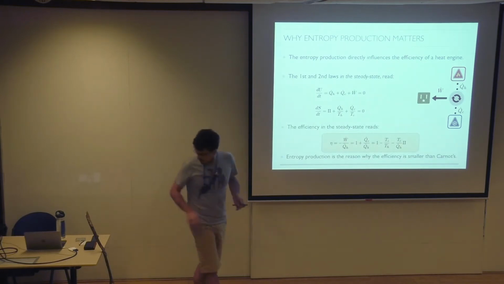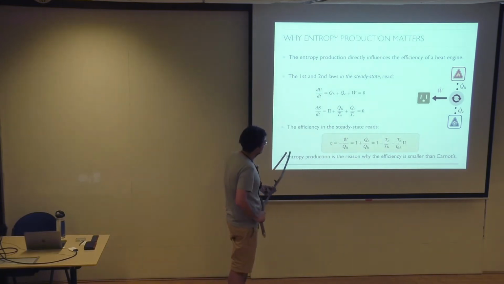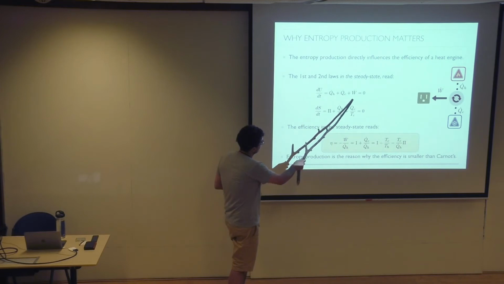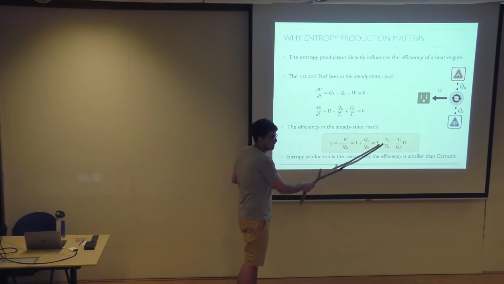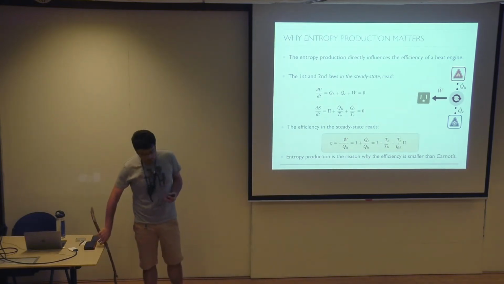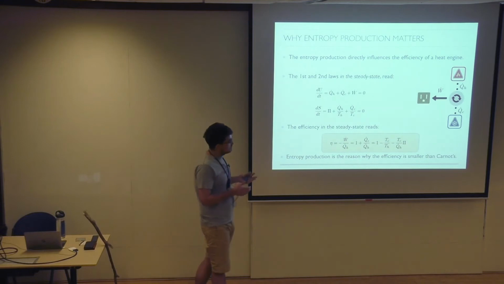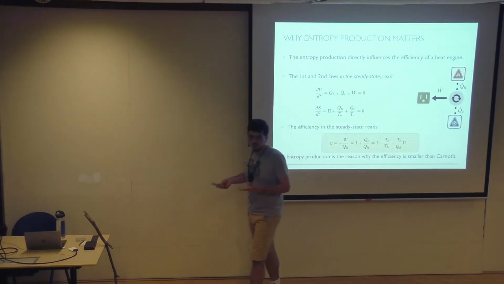So the efficiency, I define it as the work rate divided by the heat rate. Then I use the first law to eliminate W here. I get this guy. And then I use the second law to eliminate Q_C, the heat to the cold bath, and I get this guy. And now this result, I know it's very simple, but it's extremely interesting. You see that the efficiency of an engine is essentially the Carnot efficiency minus something proportional to the entropy production.